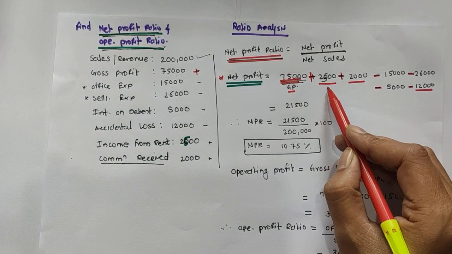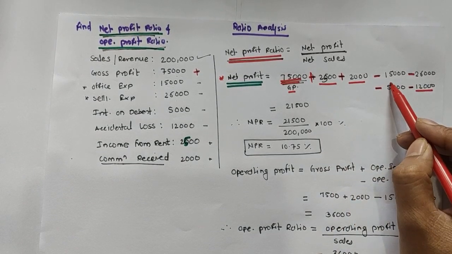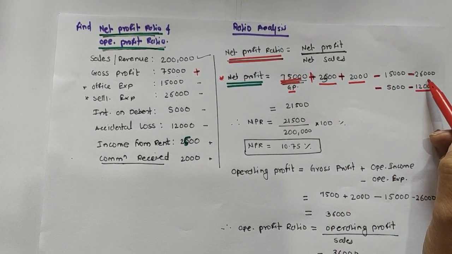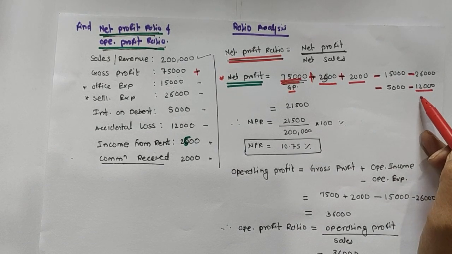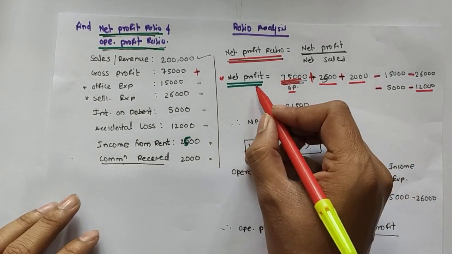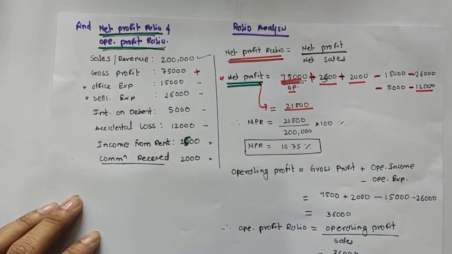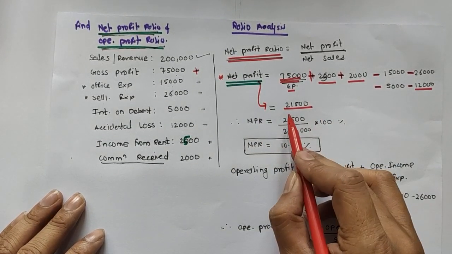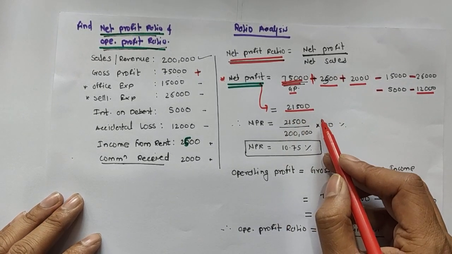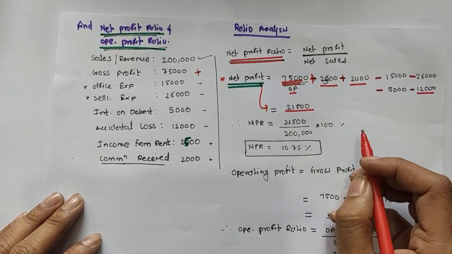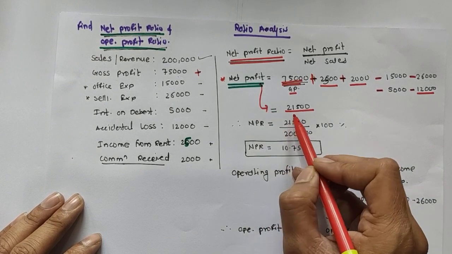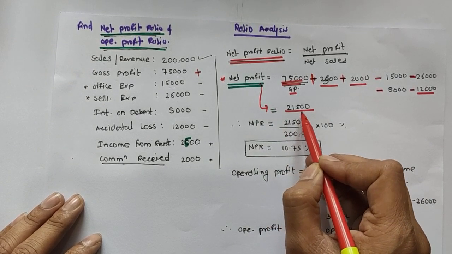So when you solve this, 75,000 plus 2,500 plus 2,000 minus 15,000 minus 26,000 minus 500 and minus 12,000, you will get your net profit, which is 21,500, right? Use a calculator for that. Simple calculators are allowed in your examination. So the net profit, you will come to know, is 21,500.